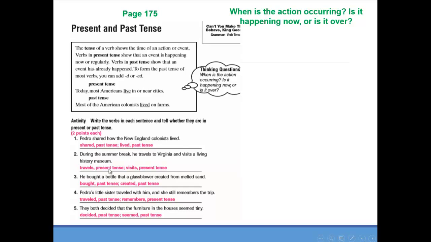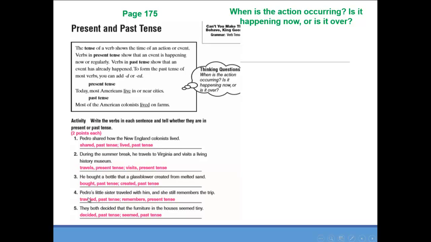Number 2, during the summer break, he traveled to Virginia and visited a living history museum. Here we have also two verbs, travels and visits, and both of them are in the present tense. He bought a bottle that a glass blower created from melted sand. We have two verbs, bought and created, and both of them are past tense verbs.